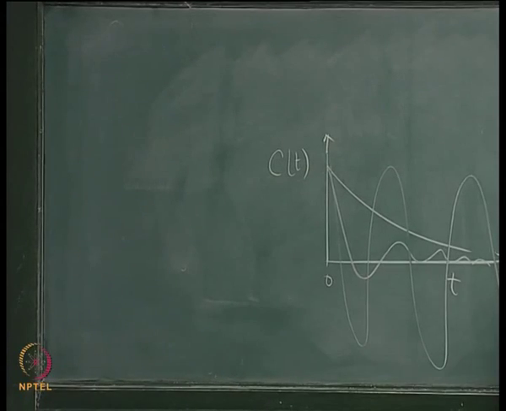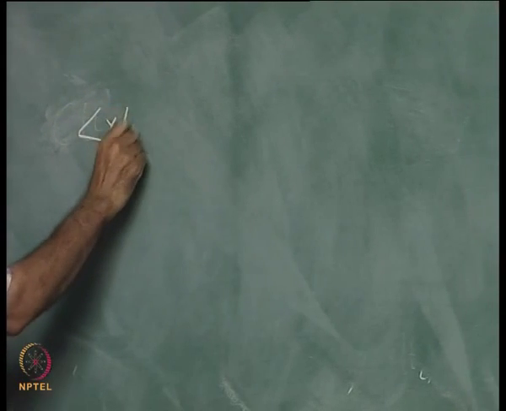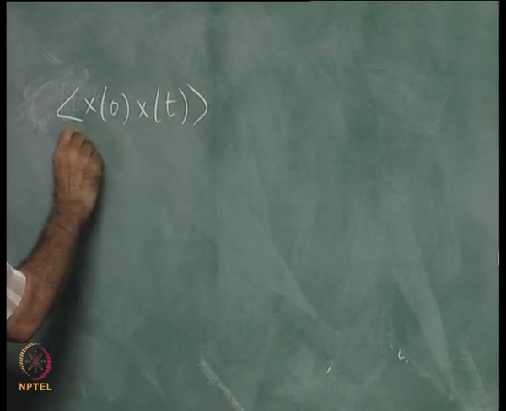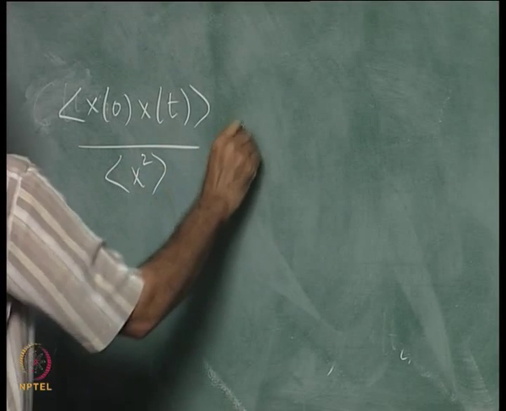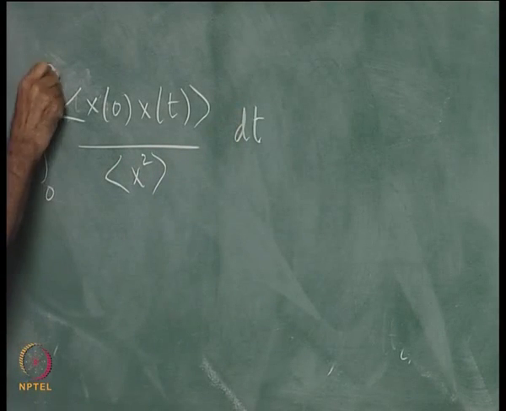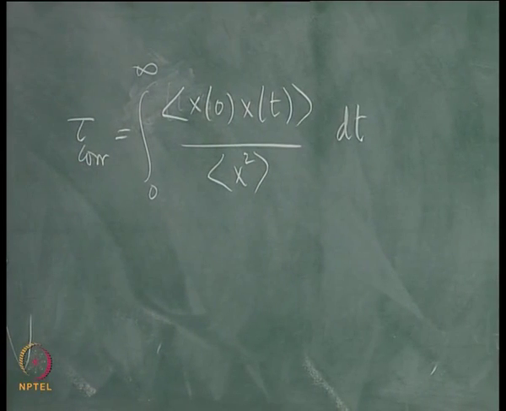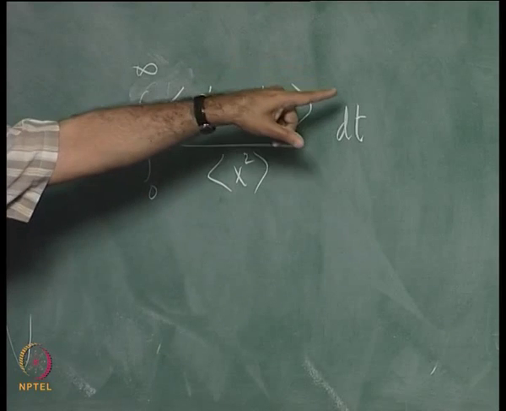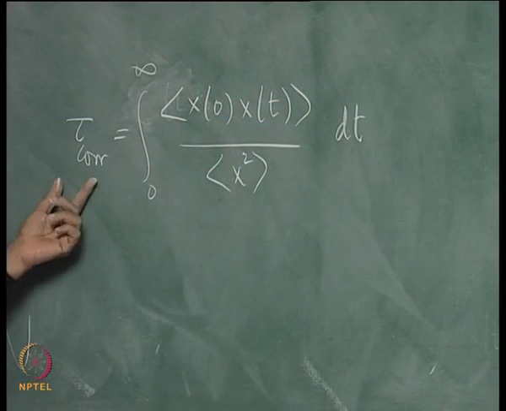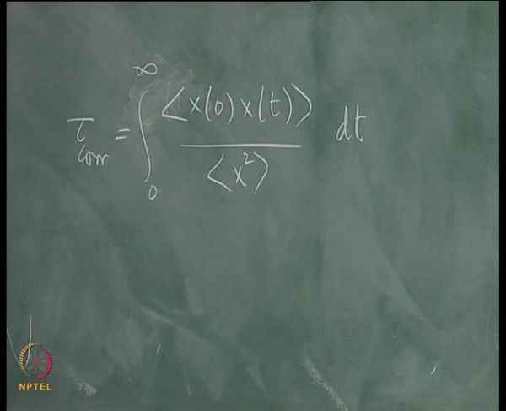In the case of a stationary variable, I could take C of t, the quantity x of 0, x of t, divide by x squared so as to make it dimensionless, and integrate this over t from 0 to infinity, and I call this the effective correlation time, because it has physical dimensions of a time. As you can see, if this is mean value of x squared e to the minus lambda t and I do this integral, then the correlation time is just 1 over lambda for a single exponential, but otherwise I get some effective correlation time.